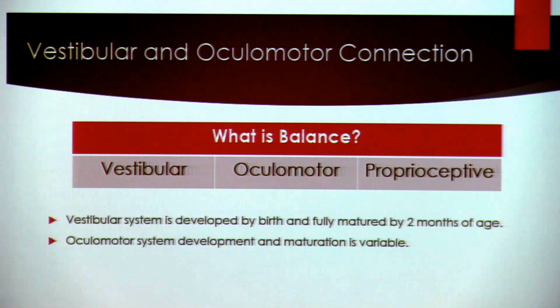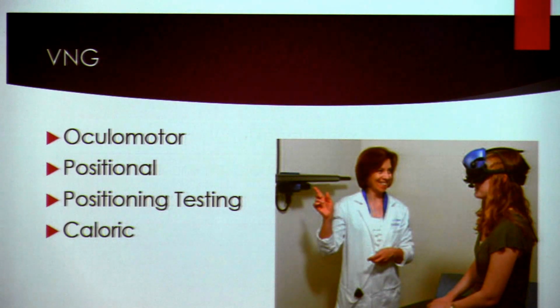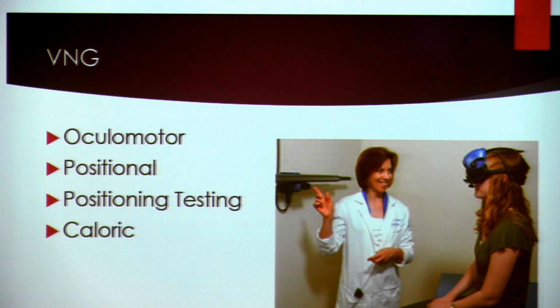So for example, if you're looking forward and you turn your head to the right, your eyes would stay on the target. That's your vestibular system telling your ocular system, I made a movement, and the ocular system saying, yep, I corrected for it. So they work hand in hand. So we're going to talk about the VNG, which tests the vestibular and the ocular motor systems. It's broken into 4 groups of tests: ocular motor, positionals, positioning testing, and calorics.